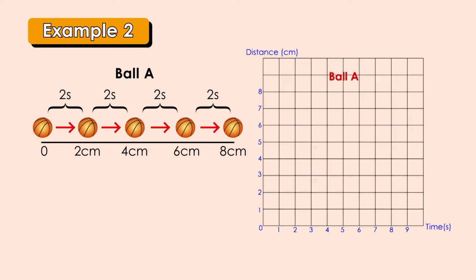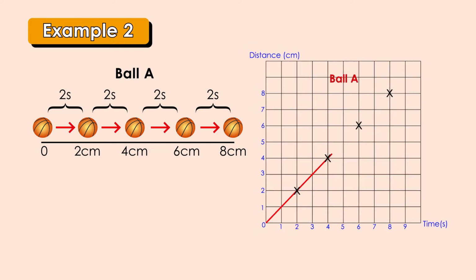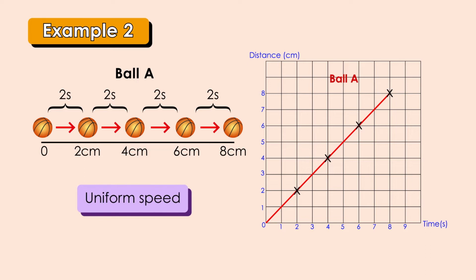Now, pupils, let's observe the distance time graph that represents the movement of the ball. We could see that the time and distance travelled by ball A are uniformly distributed. Thus, ball A moves at a uniform speed.